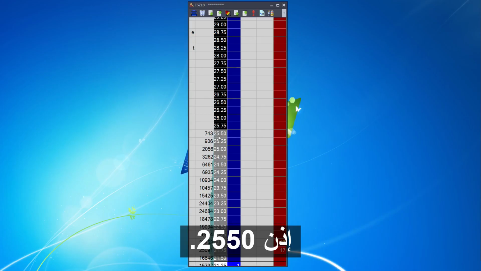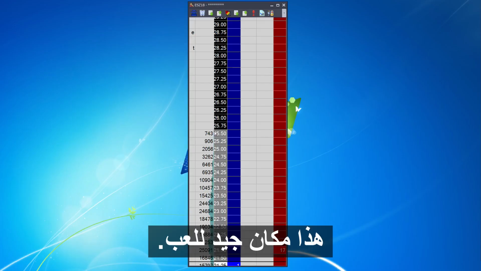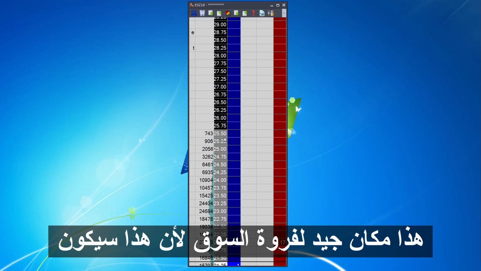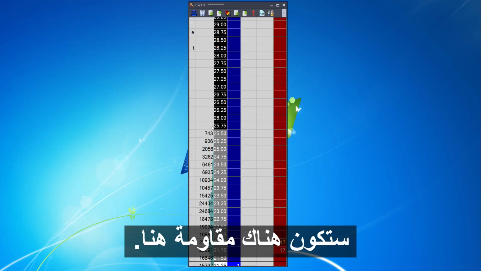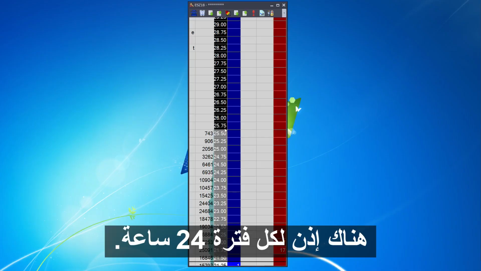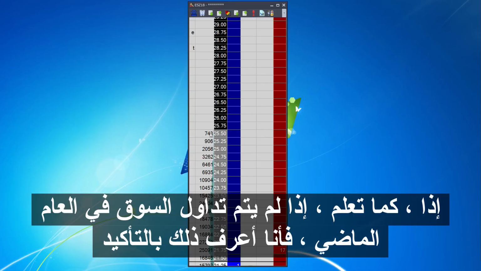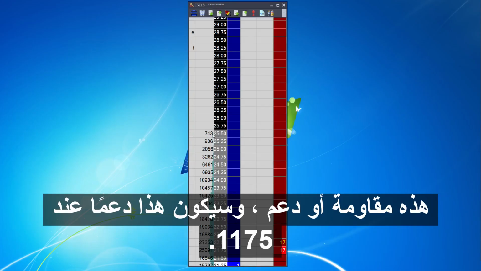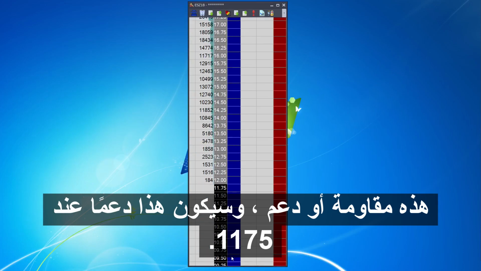So 25.50, this is a good place to play. This is a good place to scalp the market because this is going to be where an edge is. There's going to be resistance here. There is. So for every 24-hour period, if the market doesn't trade past here, I know for sure that's resistance or support, and this would be support at 11.75.